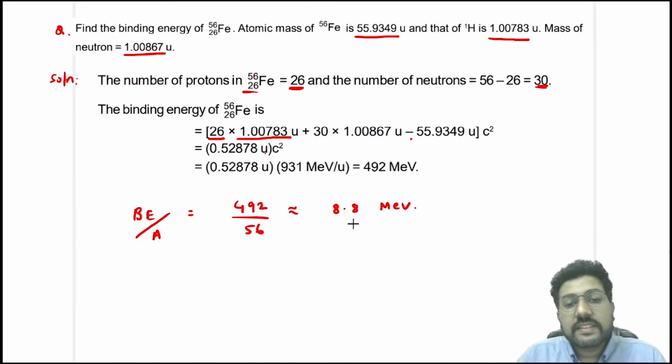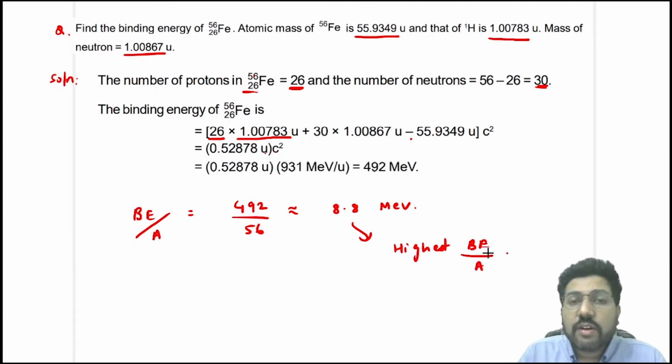In fact, this is the highest binding energy per nucleon. That means the nucleus of iron is the most stable available nucleus.